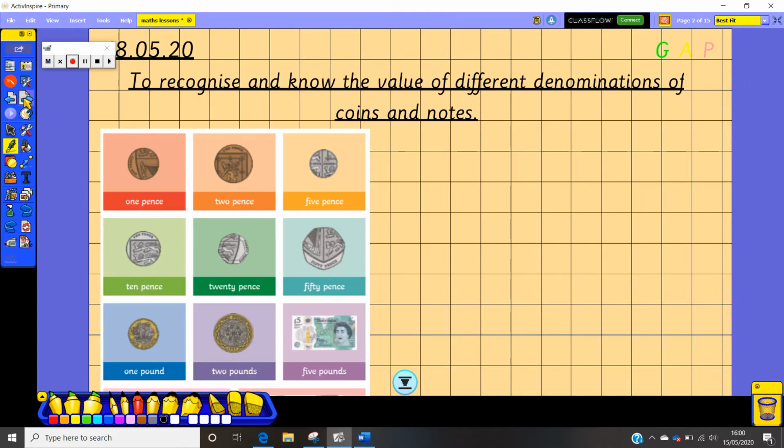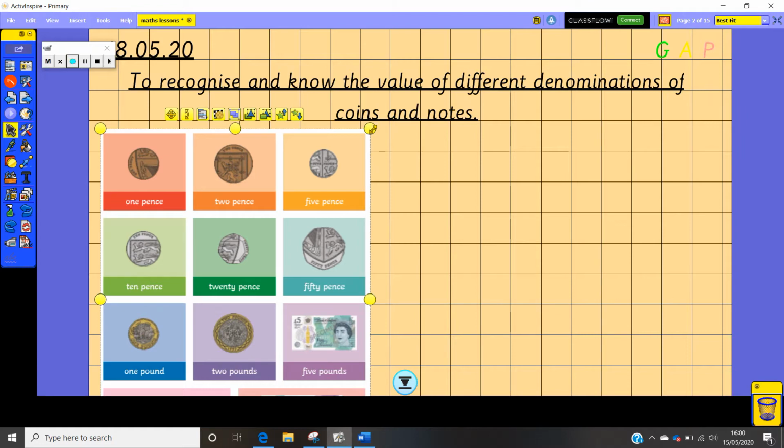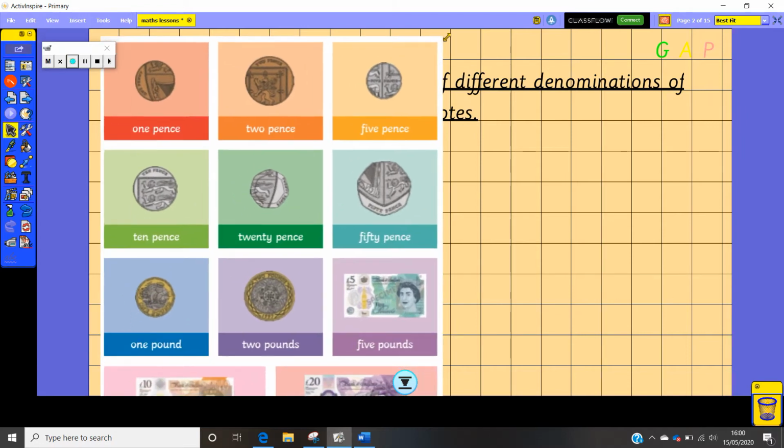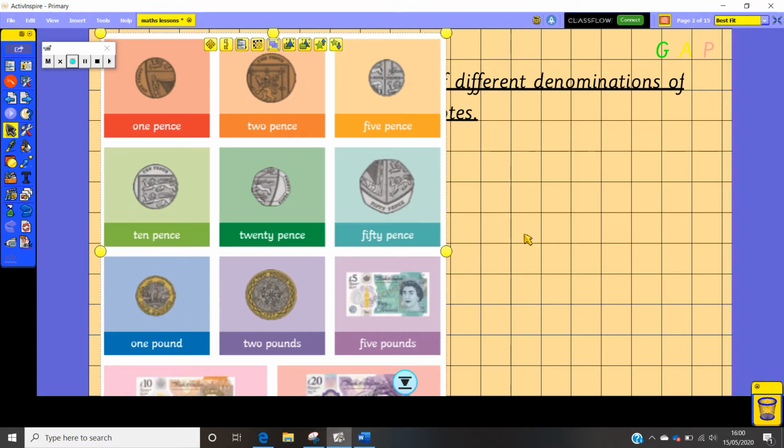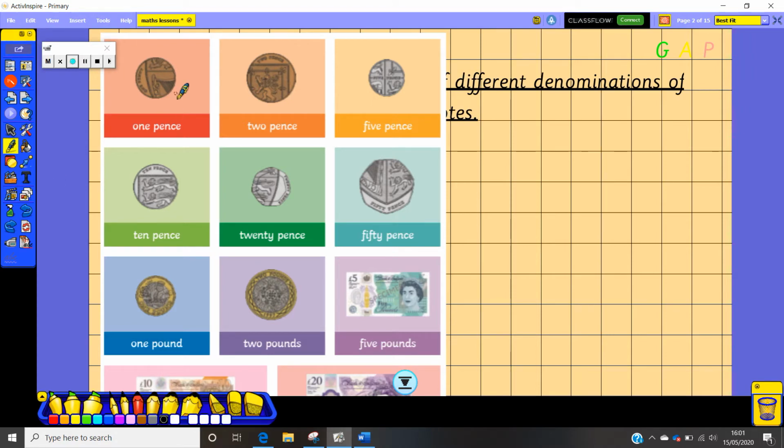So moving on, we're going to look at and recognise the different denominations of coins and notes that we have in the UK, because we have quite a number of different coins. And this picture, this poster here that I'm just making a little bit bigger, shows us all the coins that we have in our country. So we'll start off with the smallest amount, which is a 1p coin. And if I was writing that, I would write 1p because it's a 1p coin.